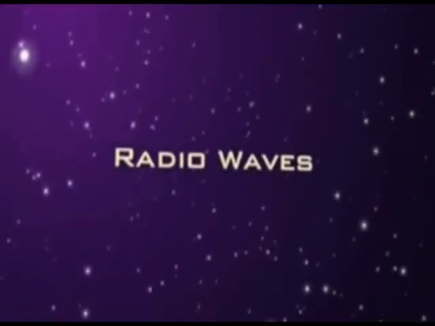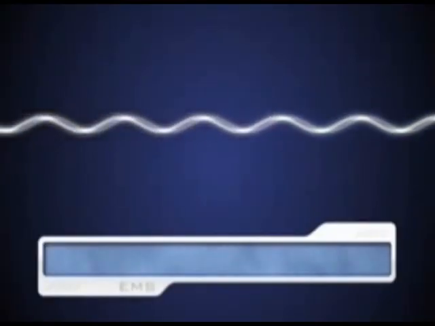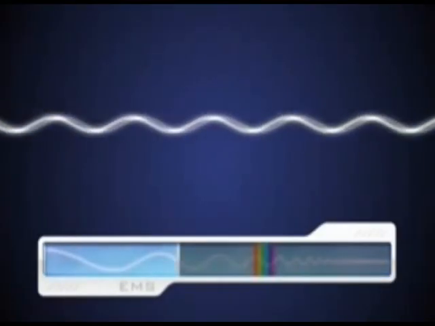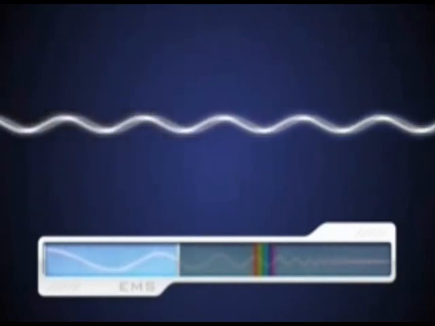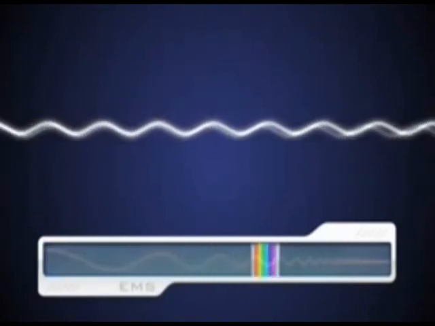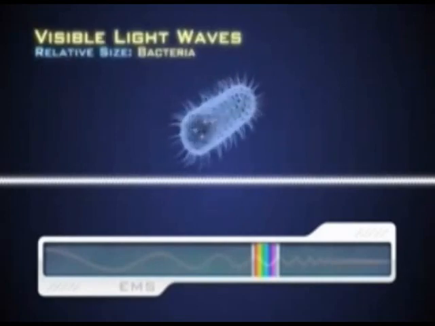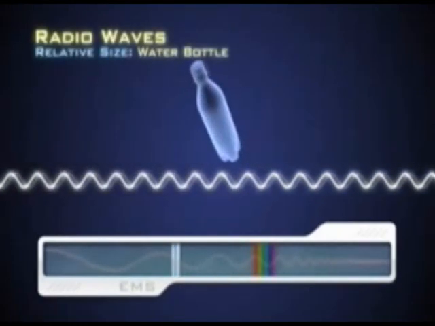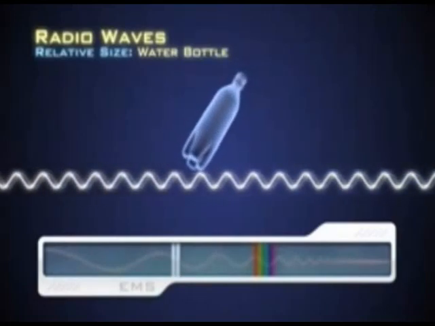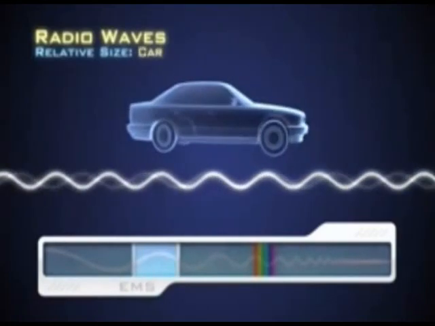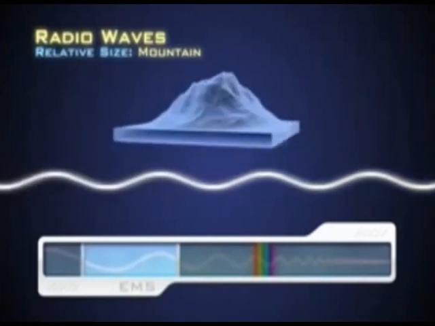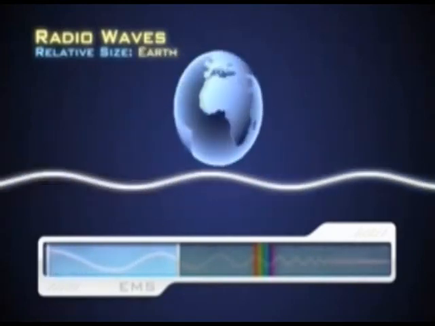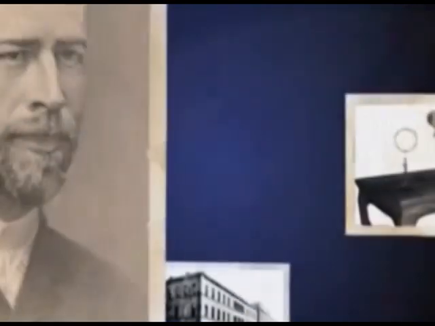Finally, radio waves. Radio waves are the longest and contain the least energy of any electromagnetic wave. While visible light is measured in minute fractions of an inch, radio waves vary from about 19 centimeters, about the length of a water bottle, to the length of a car, ships, mountains, all the way to monstrous waves longer than the diameter of the Earth.